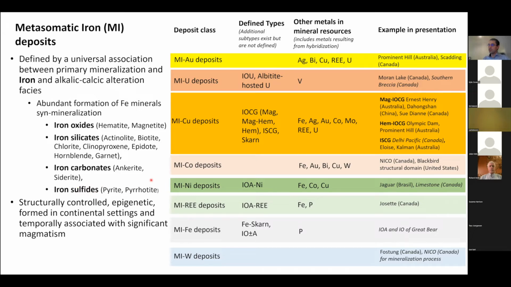especially in areas that have a lot of reduced units. This can help to preferentially stabilize iron sulfides over iron oxide, especially if sulfur is also available in the geological sequence.